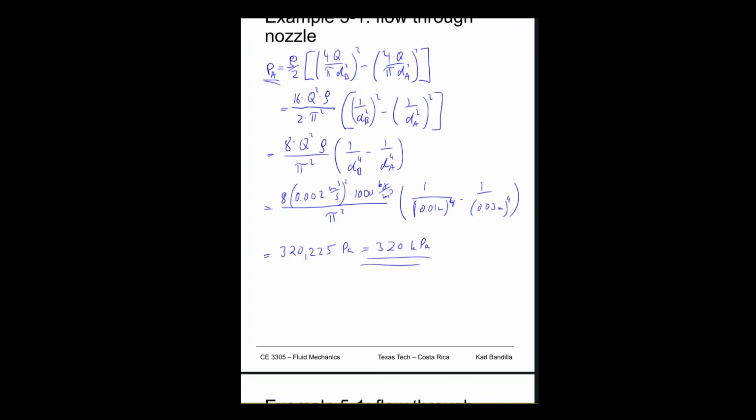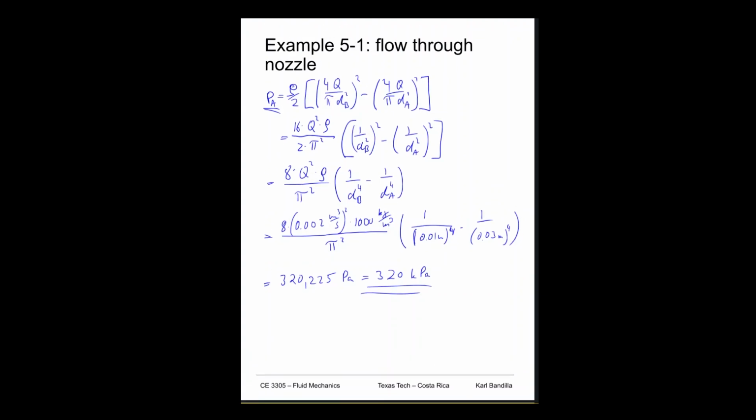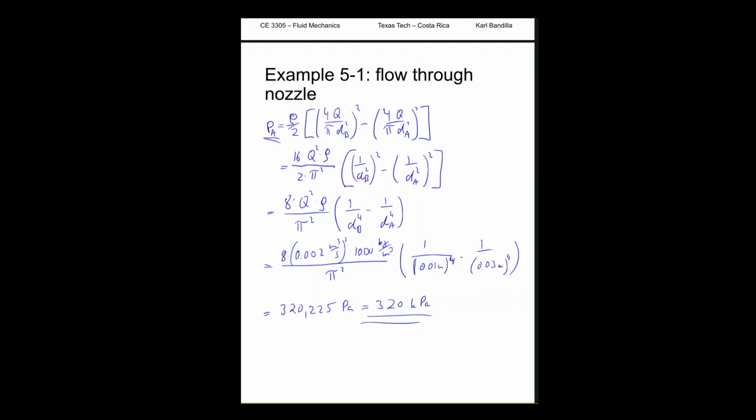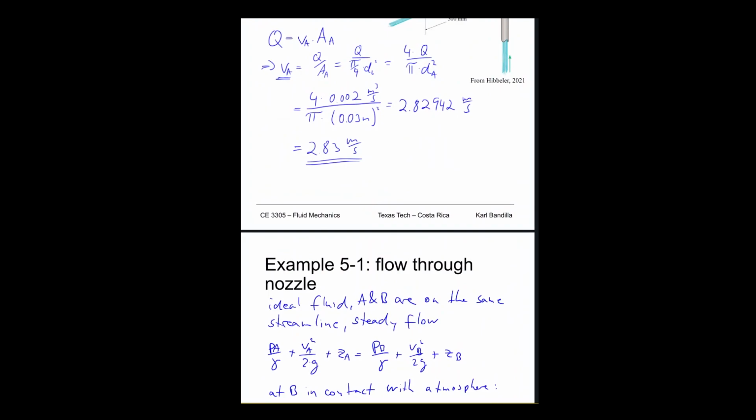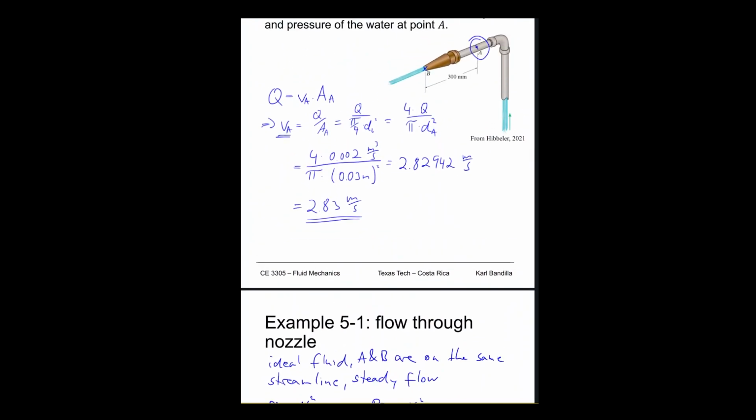All right, so now we have the pressure at A and the velocity at A. Those are the two things. So 320 kilopascals in pressure and a velocity of 2.83 meters per second at this point in our pipe.